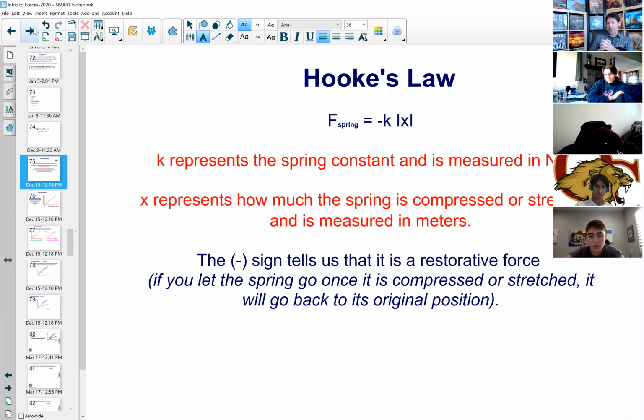Okay, so even though they need to be measured in meters, typically, if we're looking at it with a ruler or a meter stick, we're going to be measuring it directly in centimeters and then making sure we convert it to meters. So keep that in mind that you're often given the values in centimeters and have to convert it to meters.